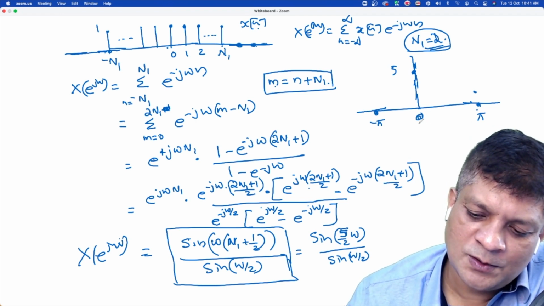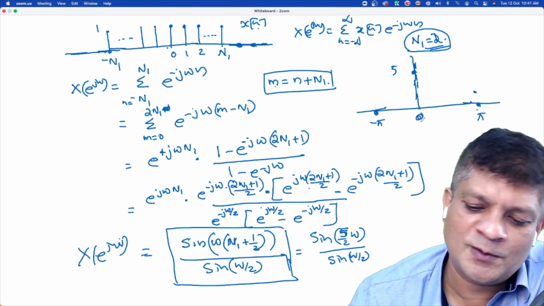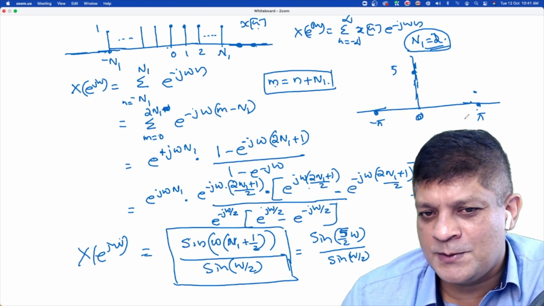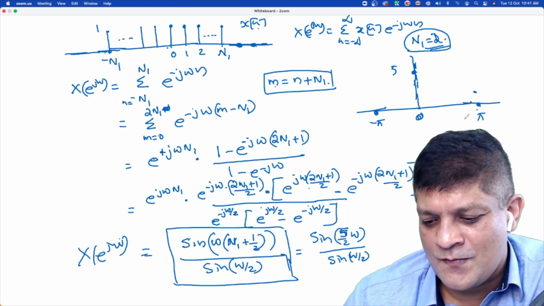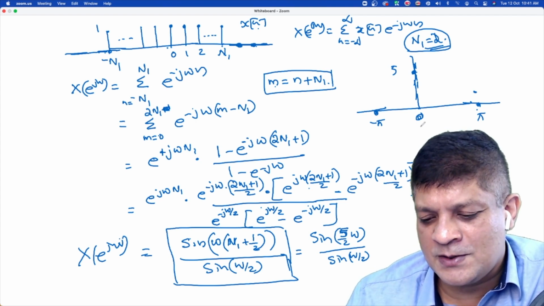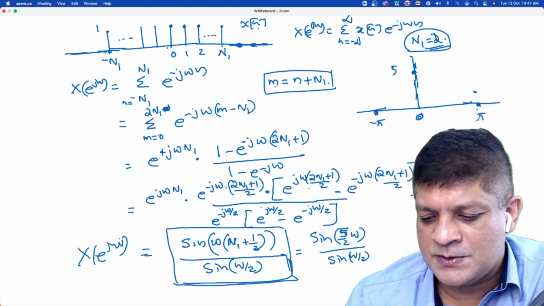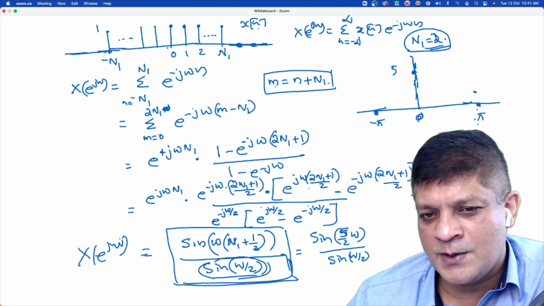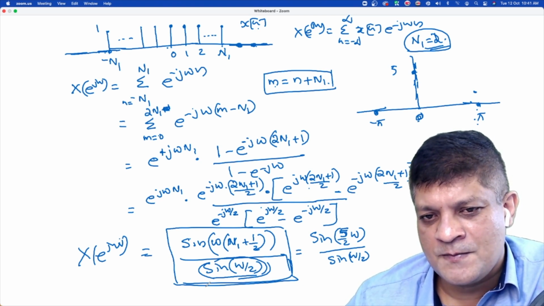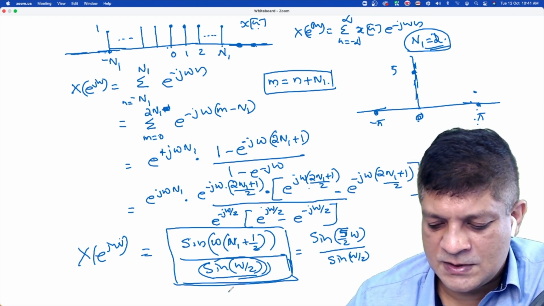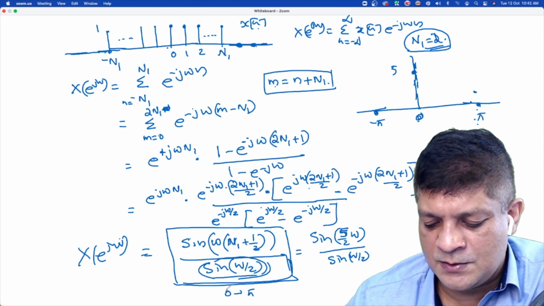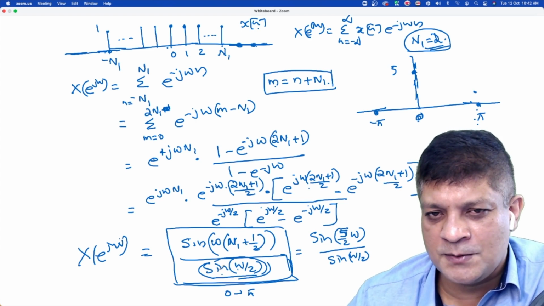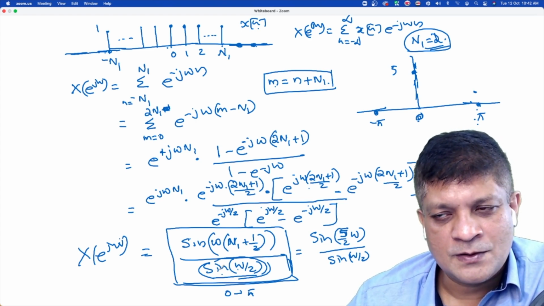Can you tell me how many zero crossings will be there if you start from omega 0 and vary it to pi? If our objective is to sketch this function from 0 to pi, what about this function sine omega by 2? Will it change its sign? We are sketching from 0 to pi. Will it be always positive? Yes, it will be always positive.